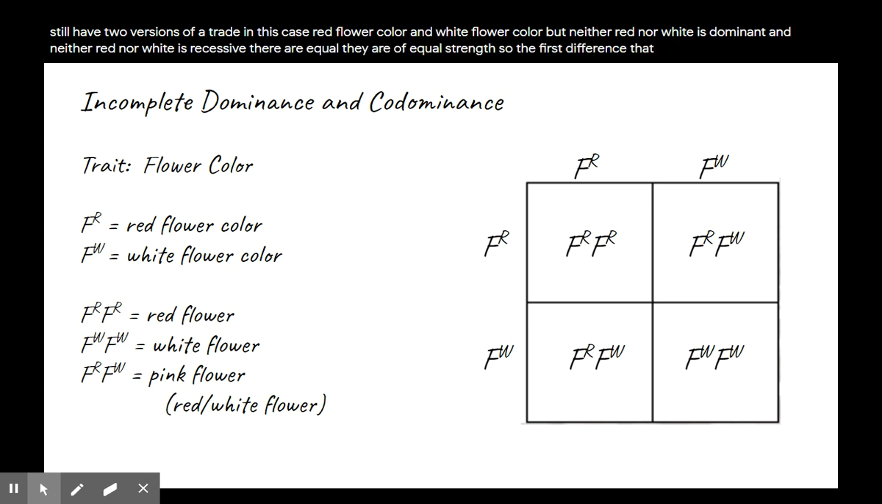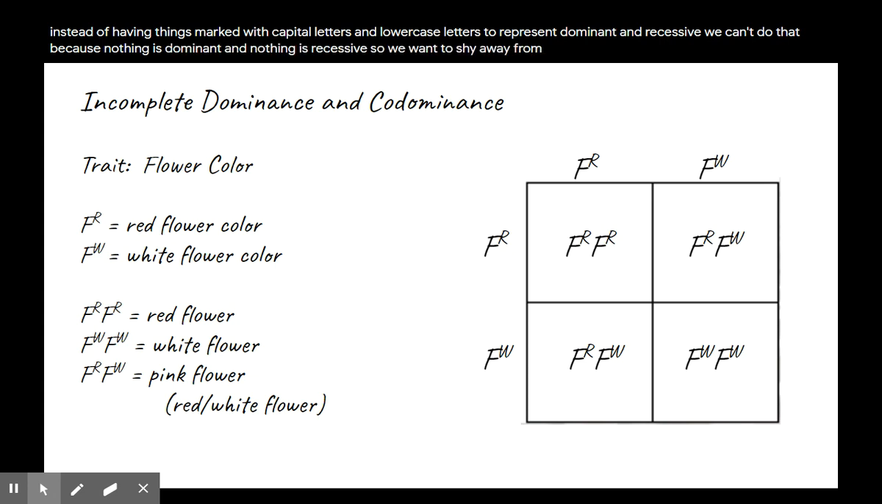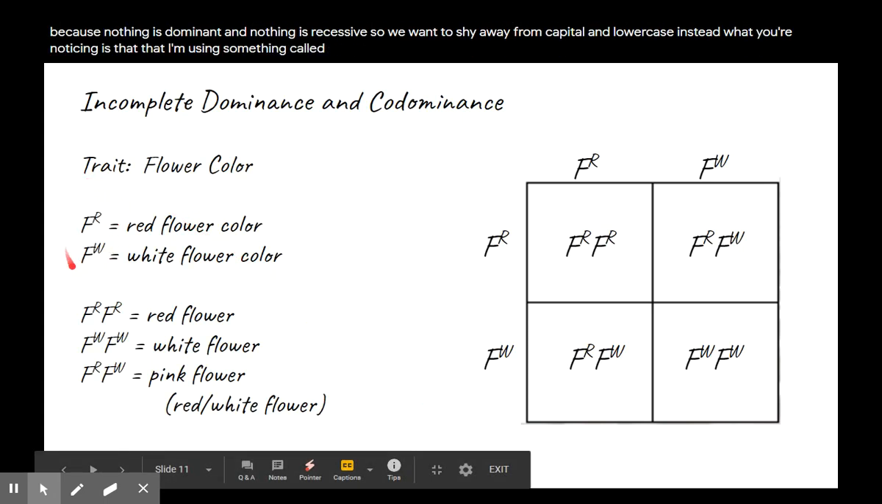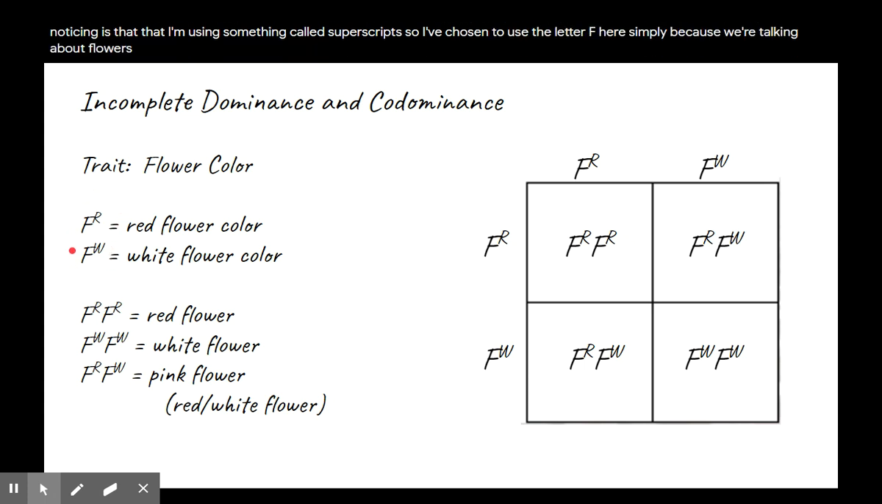So the first difference that you should notice is that instead of having things marked with capital letters and lowercase letters to represent dominant and recessive, we can't do that because nothing is dominant and nothing is recessive, so we want to shy away from capital and lowercase. Instead, I'm using something called superscripts. I've chosen to use the letter F here simply because we're talking about flowers, but then to represent the allele for red flower color, I've used a superscript R, and to represent the allele for white flower color, the superscript W. Neither's dominant, neither's recessive, they are equal.